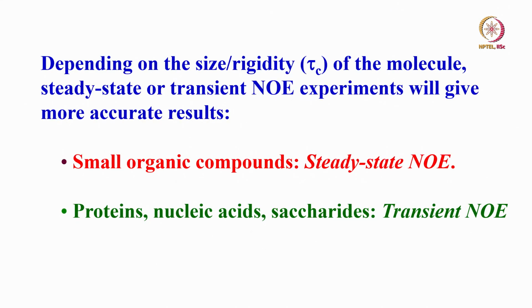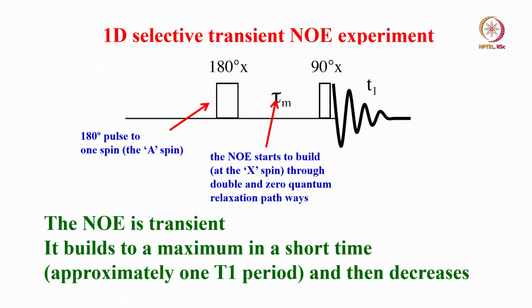So, depending upon the size and the rigidity of the molecule, tau c of the molecule, steady state or transient NOE experiments are done. I have not introduced transient NOE, we will discuss when we come to 2D NOE after introducing 2D. Since I have not discussed 2D, we will not worry about it. For small molecules or organic molecules, what we can do is the steady state NOE that we discuss now. Irradiate one of the protons and irradiate the off resonance, take the difference. When you take the difference spectrum, you will see the change in the intensity of only selected peaks. With that, you can measure the percentage of NOE.